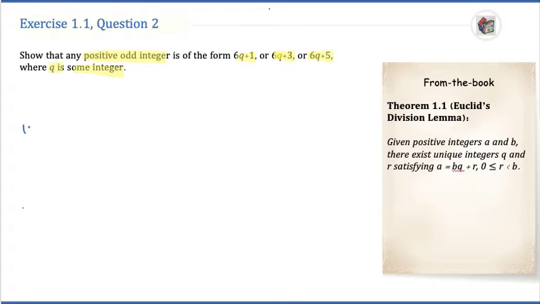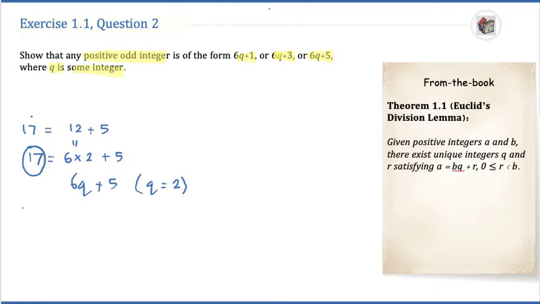For example, if I take the number 17, then I can express it as one of these three forms. Let me see which one. Is it 1 more than a multiple of 6? No, it's not 16 plus 1. Is it 3 more than a multiple of 6? No, because that would mean 14 is a multiple of 6. But you will see this is 12 plus 5, where 12 is 6 times 2 plus 5. So I really could write this random odd integer that I took in the form 6q plus 5, where my q was 2.